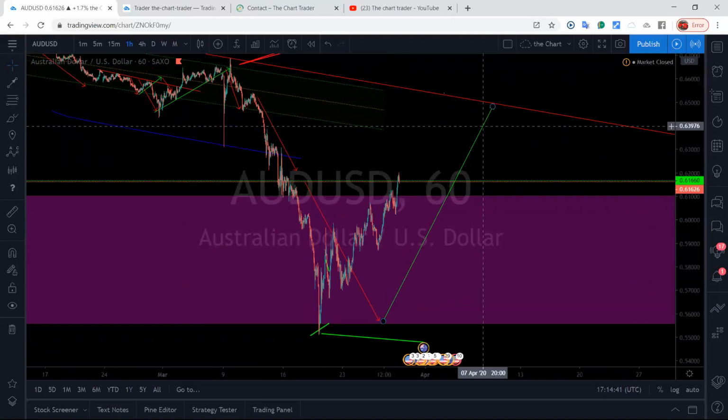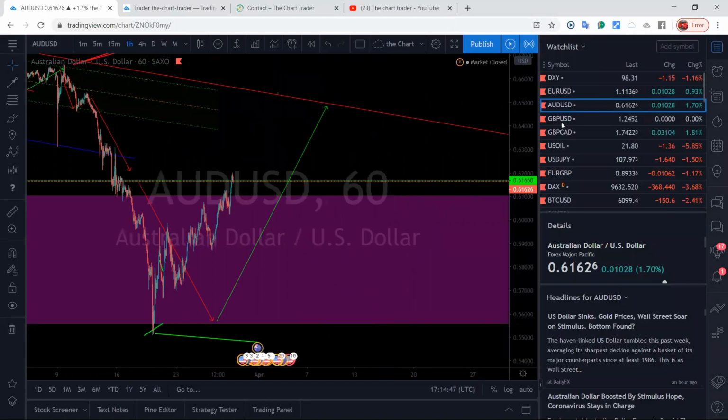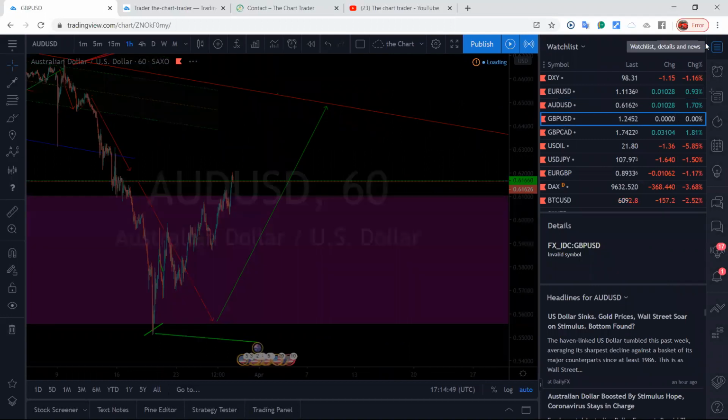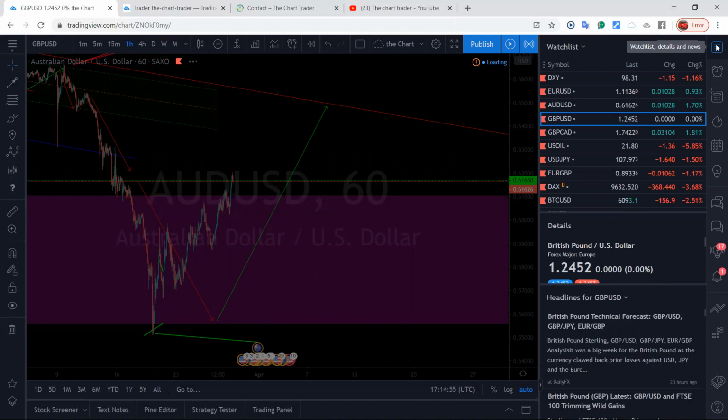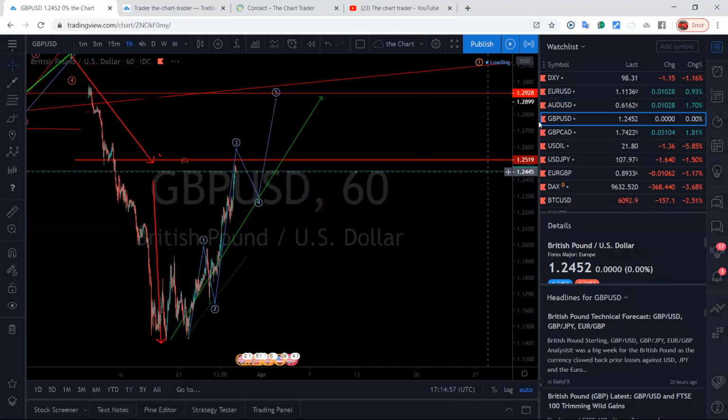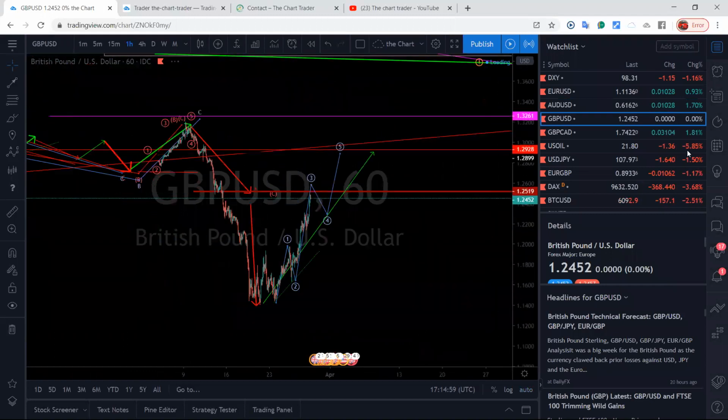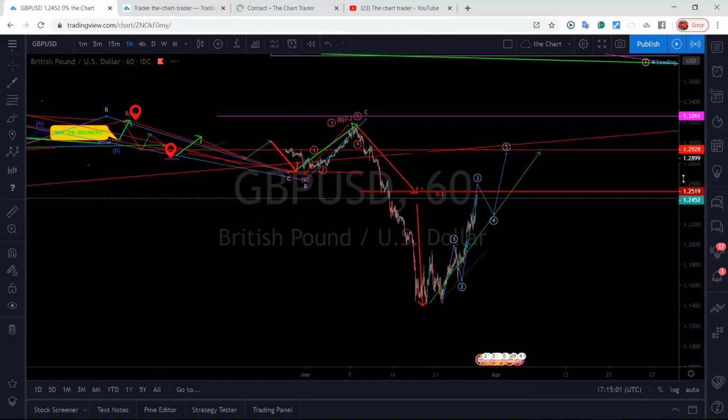So let's move on to AUDUSD. We did that. Let's move to the pound USD. So the pound dollar, we are anticipating another move to the upside for now.